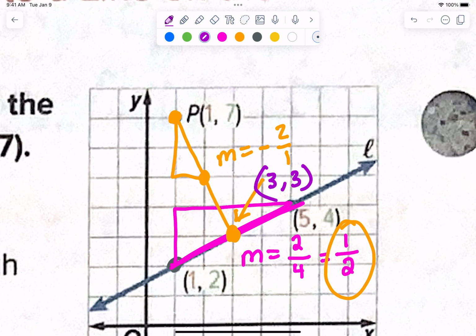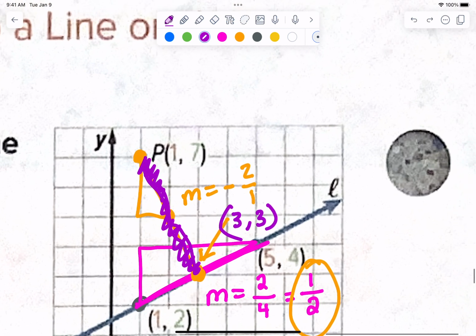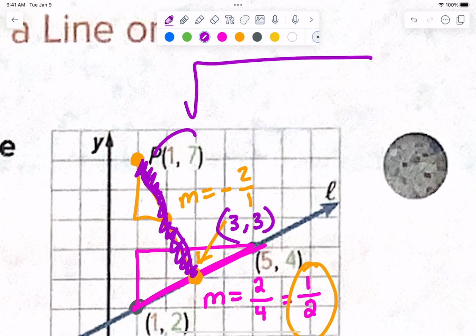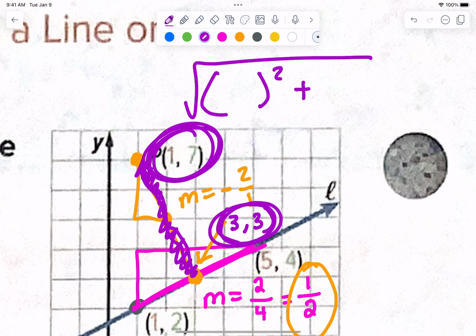So now I want to find the length of this little yellow line. I want to find the altitude. Like, how high are we up in the air? If this is my airplane and this is sea level, how high are we up in the air? What do I do now? The distance formula between 1, 7 and 3, 3, right? From 1, 7 to 3, 3. This is my distance formula: a squared plus b squared equals c squared. So we take the square root, right?